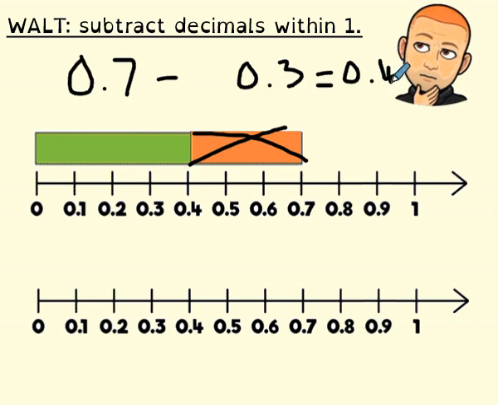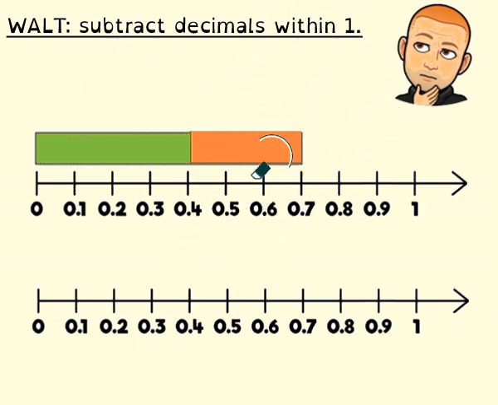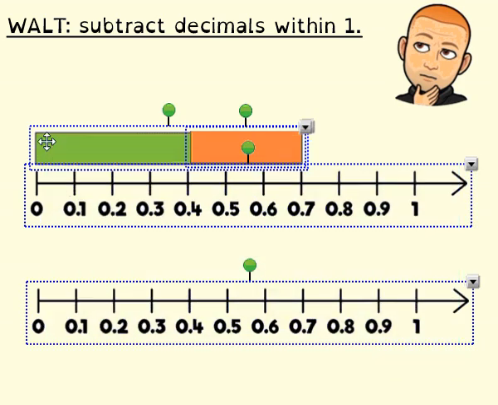Again, in your head mentally, that should be something that's quite quick. 7/10 take away 3/10 is 4/10, or 0.7 take away 0.3 is 0.4. If you can't do that quickly in your head mentally, then that's what you need to be using, visualizing that number line or those number lines in your head.